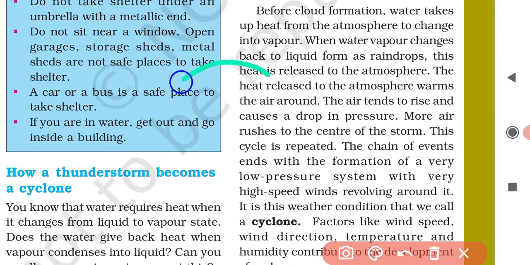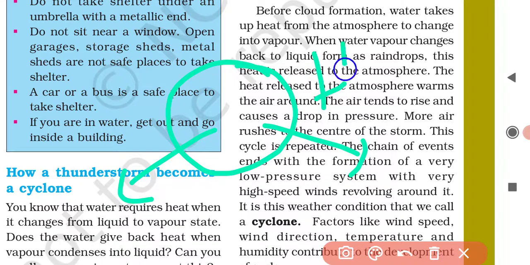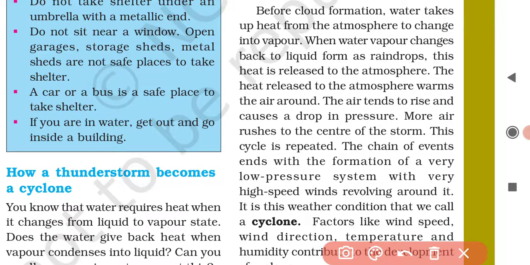Okay, if the warm and moist air rises up, it will reach a particular altitude, then it will cool down and condense to form thick clouds, and it will also release a lot of heat to the atmosphere. Okay, this is what is written. When water vapor changes back to liquid form as raindrops, or forms clouds first of all, it will release heat to the atmosphere.